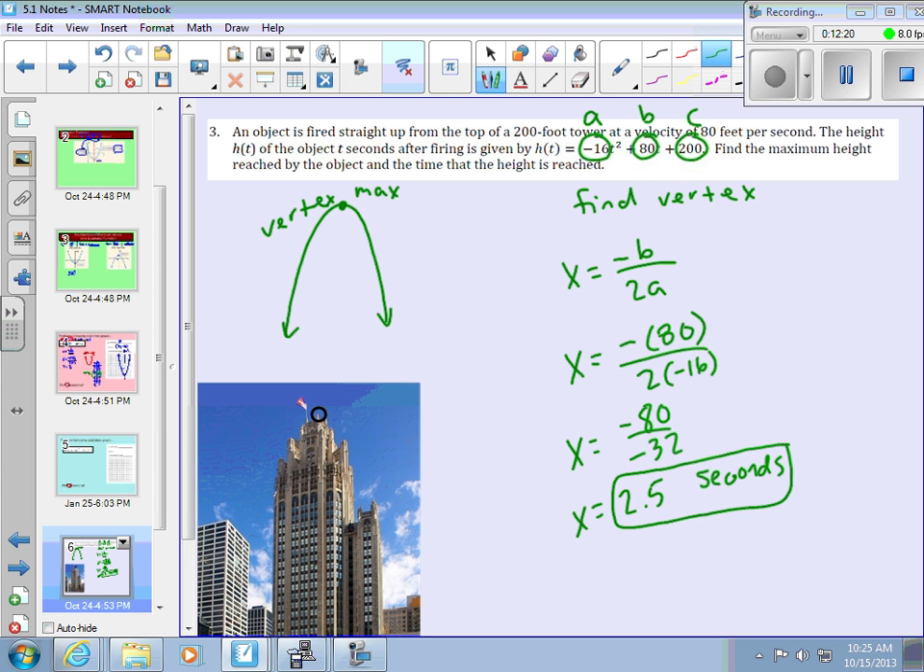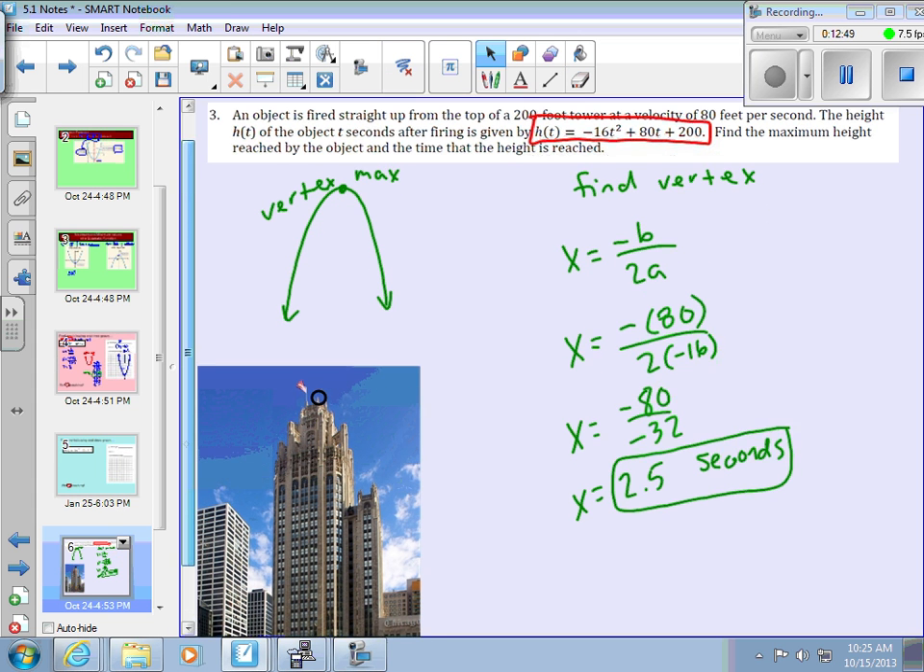Now, how do you figure out what the maximum height is? Well, now that we know the x value, if we plug that in, we should be able to find the maximum height. So now we want to plug 2.5 seconds into our function right up here, and we should be able to get that value. So what we want to find is what is h at 2.5. So if we put 2.5 in there, we can solve that out. Let's see what we get here when we do that.